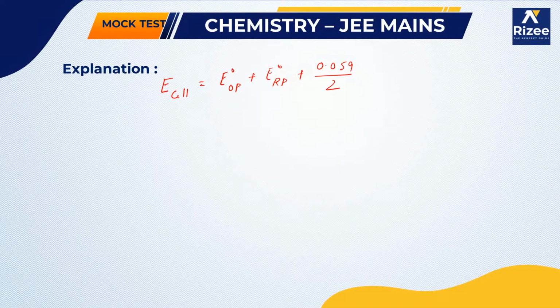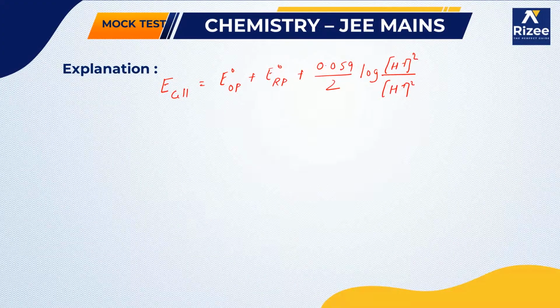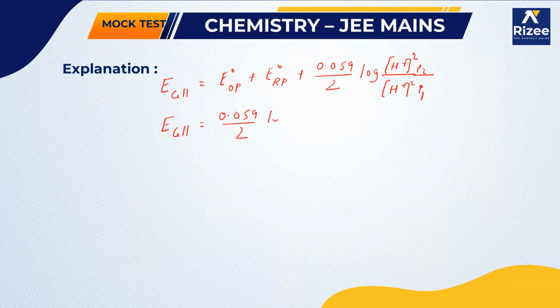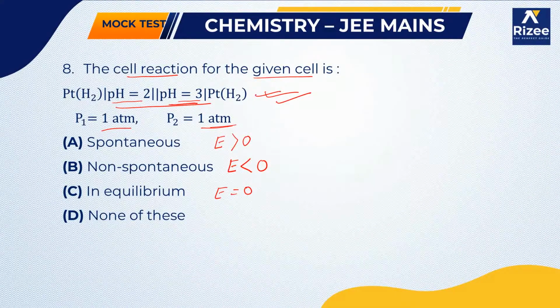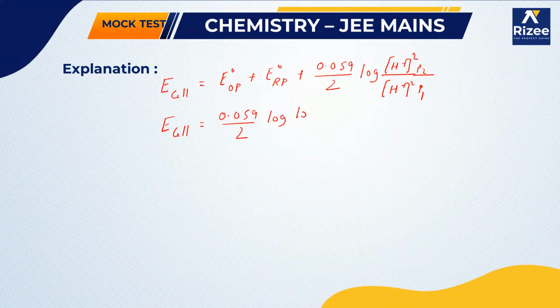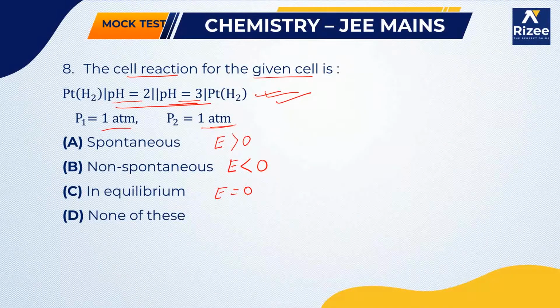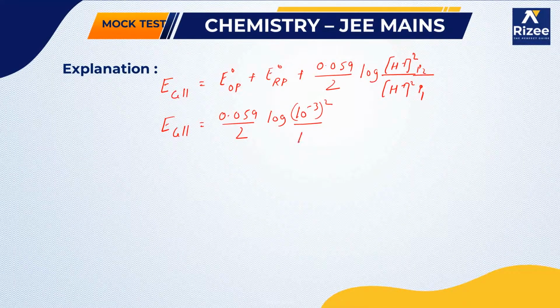0.059 by 2 into log of, from the reaction we can write H plus square, and this is also H plus square. This is at P2 atmosphere and this is at P1 atmosphere. So from this we can write E cell is equal to 0.059 by 2 into log of, what is the H plus at P2? The value is given, pH is equal to 3. So H plus we can write 10 to the power of minus 3, that is also square, by at P1 he has given pH is equal to 2. So we can write H plus is equal to 10 to the power of minus 2 whole square.